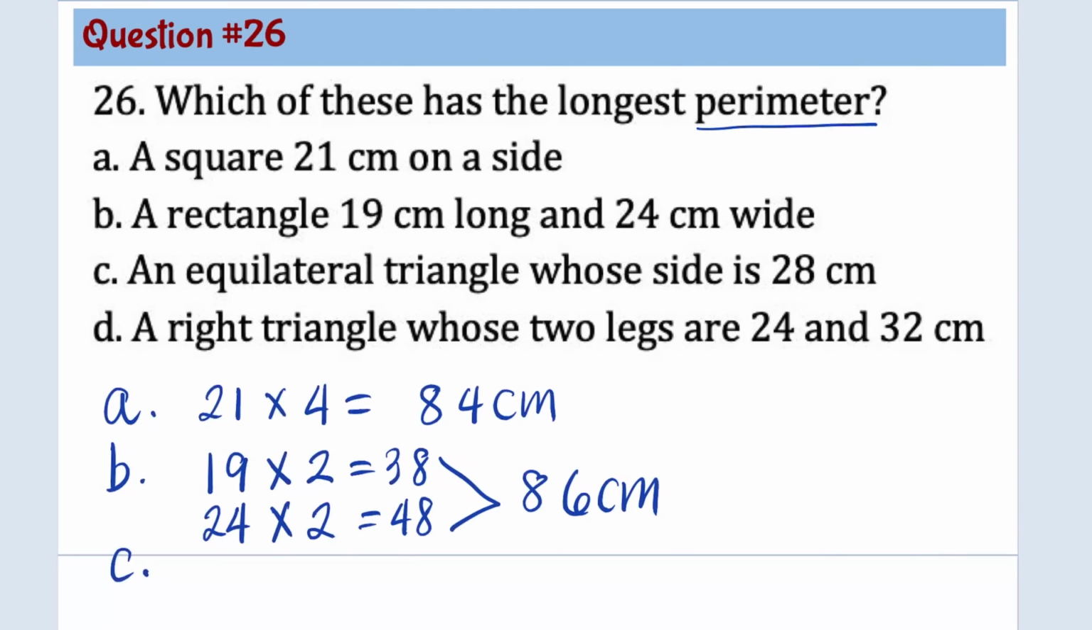Option C, an equilateral triangle whose side is 28 centimeters. When we say equilateral triangle, that means that all three sides are equal. So we simply multiply 28 times 3 and that gives us 84 cm as well. So now this means that so far B is the longest perimeter. So we can eliminate A and C.